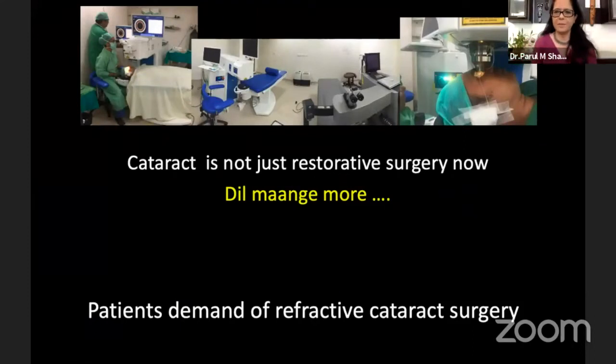We've heard enough from Dr. Gaurav and Dr. Priya as to why all the cataract surgeons should now move on to the refractive. And I would just put it in one line saying everybody's dil mange more. So the patient wants more, the surgeon wants to improve his skills. So here we are in this session discussing why we should become refractive from just a cataract surgery.